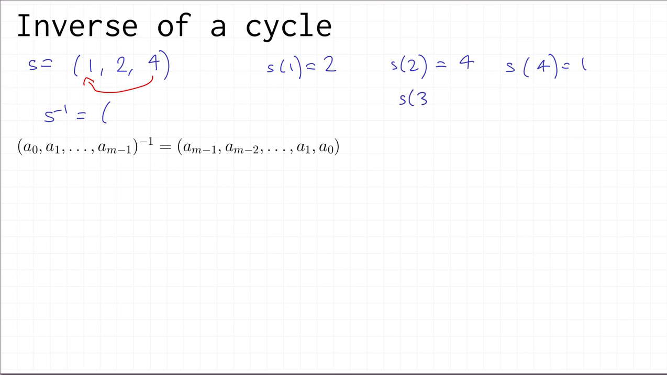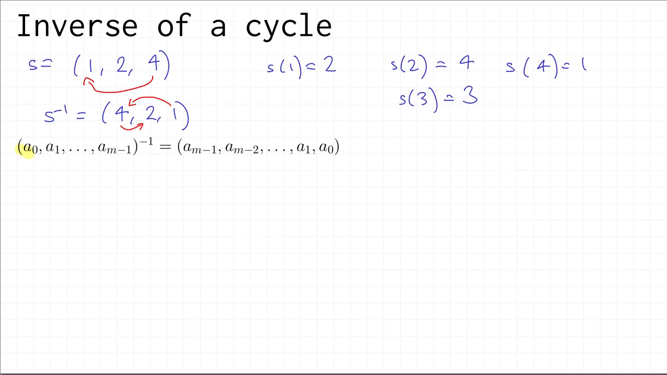So let's record this one. S of 3 is also equal to 3. Okay, so what is this description I've given you of the inverse permutation? Well, if you just wrote the cycle backwards, that's exactly what the inverse does. S sends 1 to 2. This cycle written in the opposite order sends 2 to 1. S sends 2 to 4. S inverse here sends 4 to 2. S sends 4 to 1, and S inverse, as written here, sends 1 back to 4. So you can get the inverse of a cycle by just writing the elements of the cycle in the opposite order.